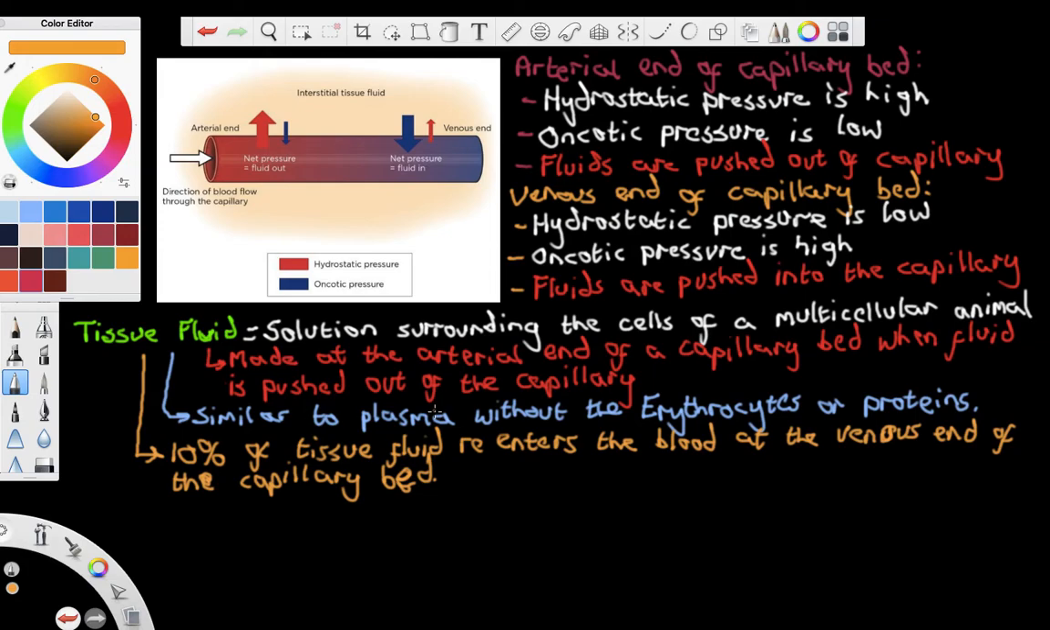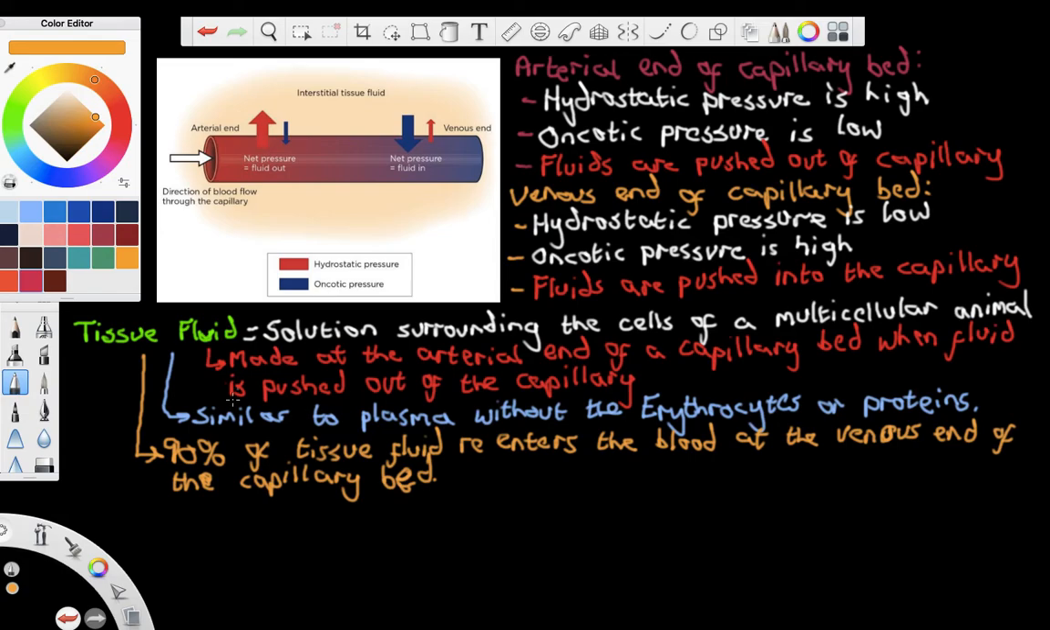The other, sorry, that shouldn't say 10%, that should say 90%. 90% of it returns to the capillary bed, okay? So 90% of the tissue fluid that enters the blood is pushed back into the capillaries. Tissue fluids are pushed out, 90% of it returns, and then the question is, what happens to the other 10%?